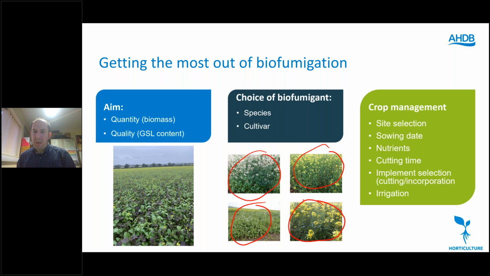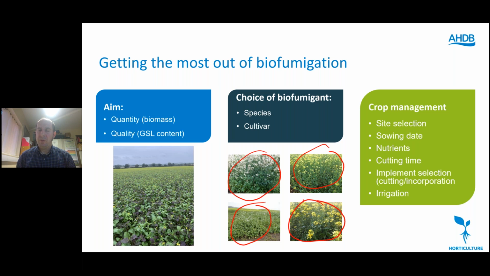In terms of crop management, first of all, think about the site selection. Remember what I've said about pH. Soils with very low pH are possibly going to be less effective. Also, soils which have got high organic matter content, you could get more absorption of the isothiocyanate, so less activity there. A question that comes up is, when should I grow my biofumigants?